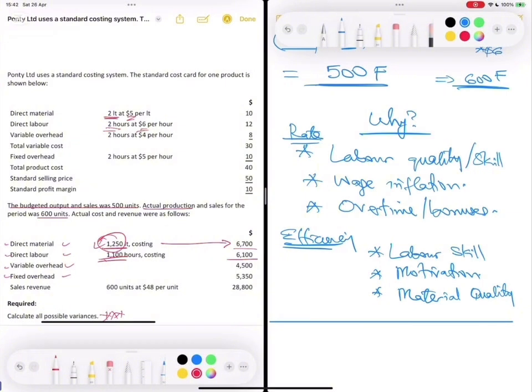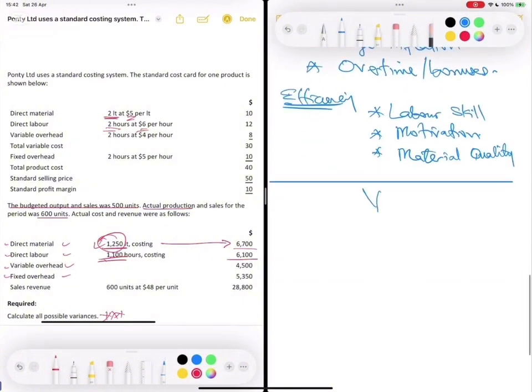Now let's look at variable overheads. You can see the way we're just cleaning it quick. It's not more than that. Once you have that understanding, variance is easy. So what did we say about variable overhead?